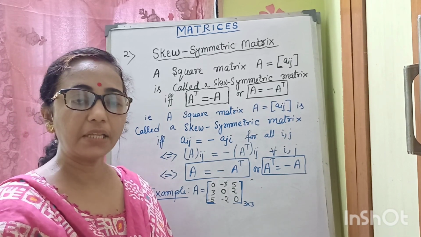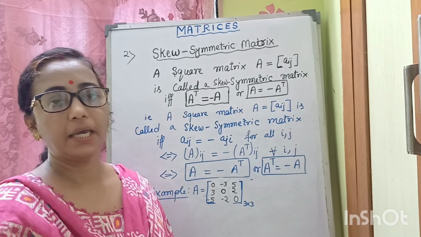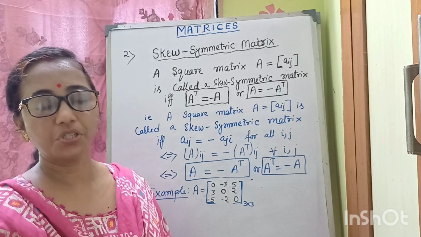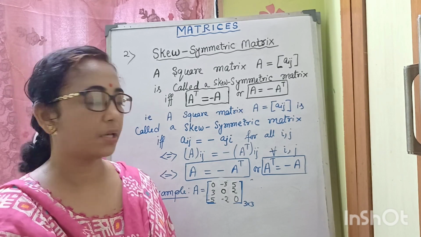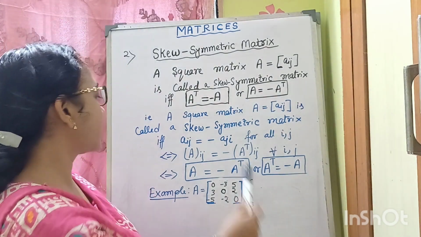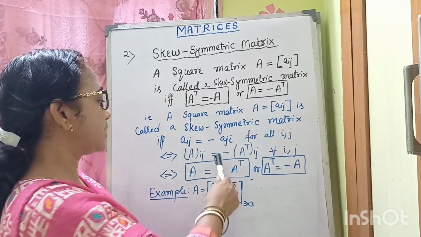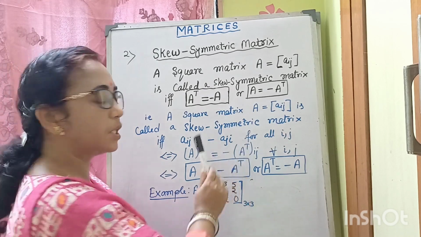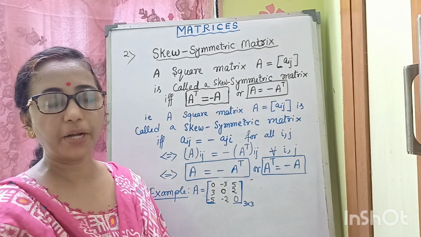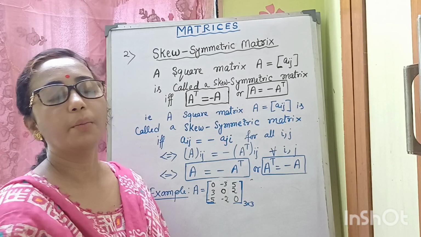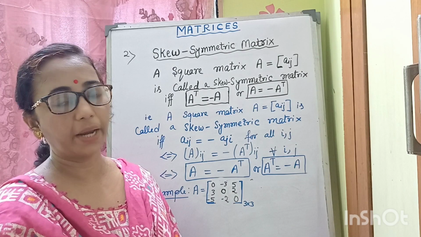That means the element in the ijth position of a square matrix is same as the negative of the element present in the jith position of the same matrix. Then that matrix is said to be a skew-symmetric matrix. So by definition of transpose of a matrix, we can write here the ijth element of A matrix is equal to minus of the ijth element of the A transpose matrix, which shows, by definition of equality of matrices, that A matrix is equal to minus of A transpose matrix, or A transpose matrix equal to minus A.